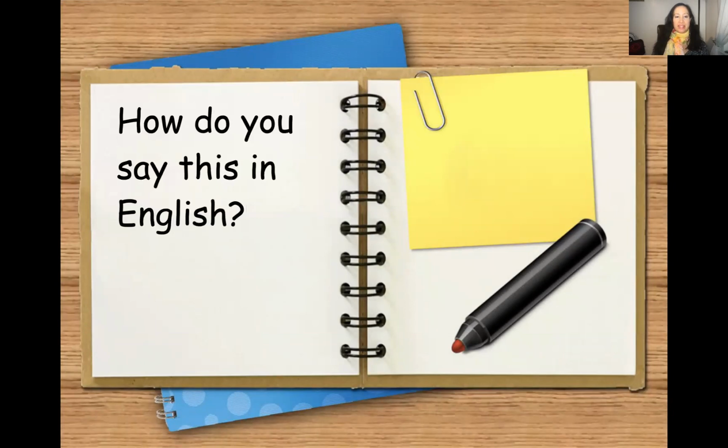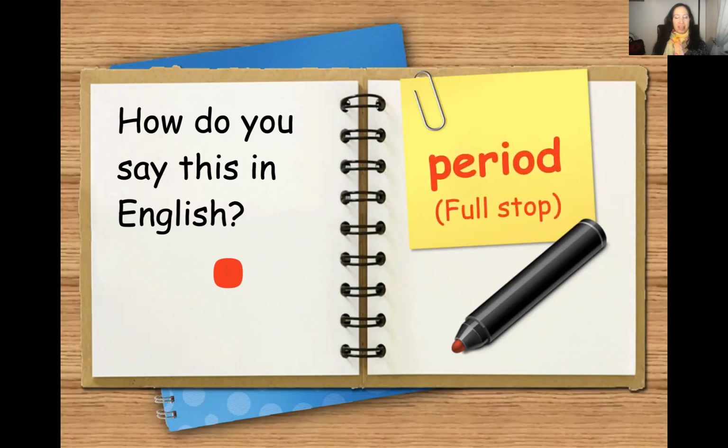How do we say this in English? It's a dot. I'll give you a clue. It's at the end of a sentence. And you see this most of the time. It's a period. Some people say full stop. But in American English, we say period.